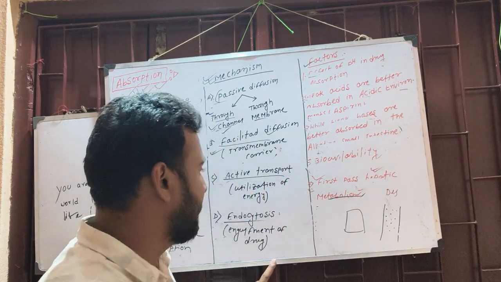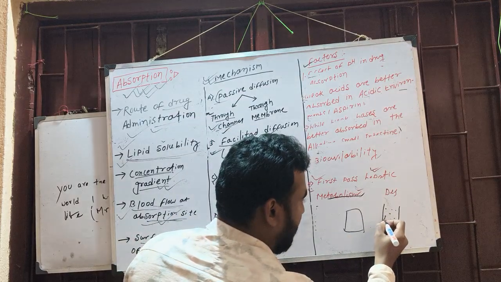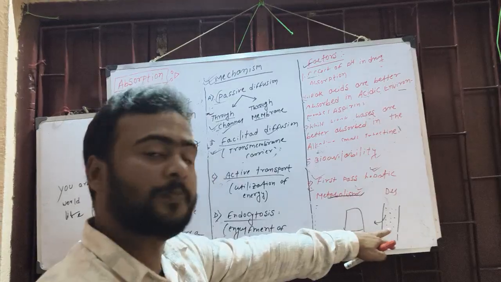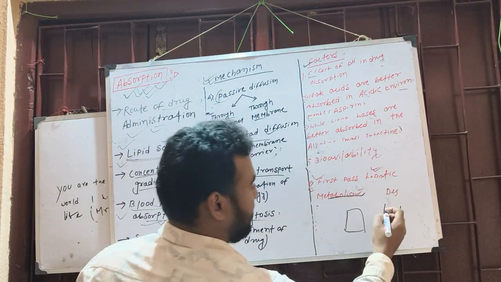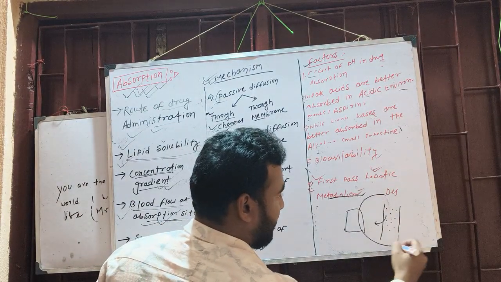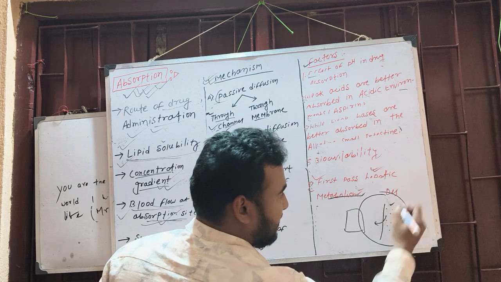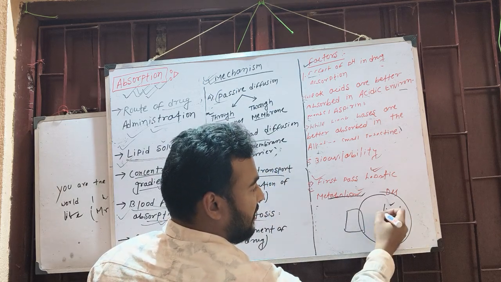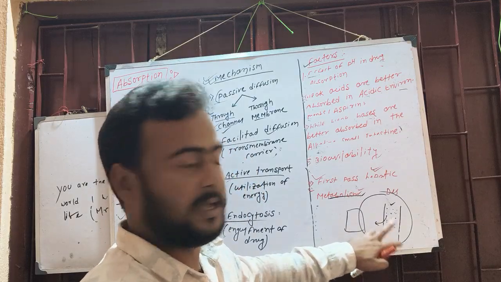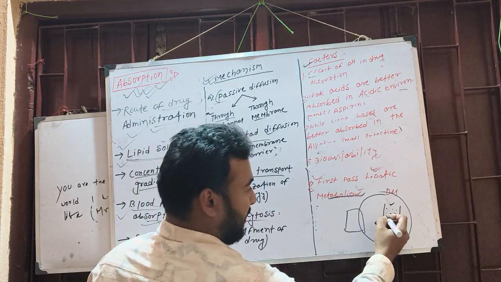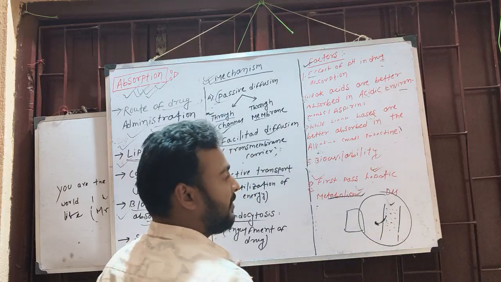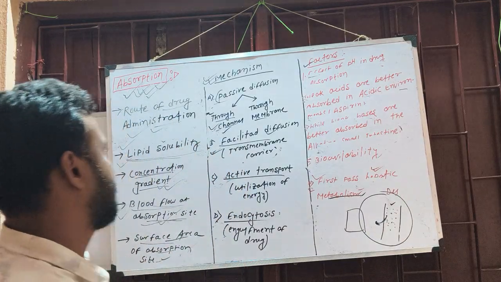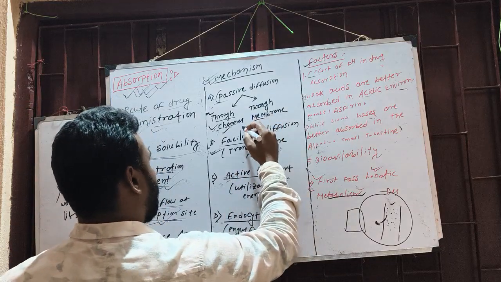From the small intestine, with the help of passive diffusion, the drug will go inside the systemic circulation. If you consider this part as the small intestine, this is the drug fragment at the higher concentration, and this part is the systemic circulation. By passive diffusion, the drug can move from the small intestine towards the systemic circulation. Now, what will happen?